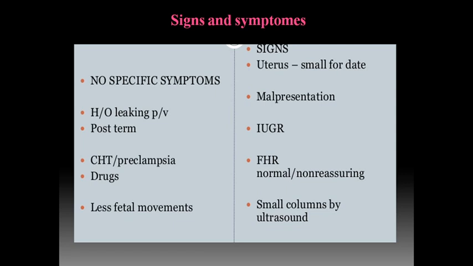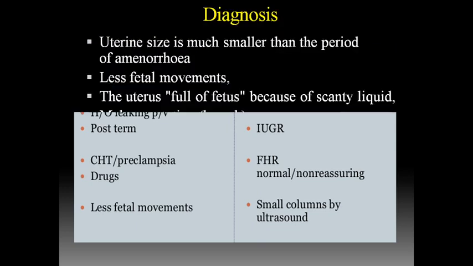Next, malpresentations will be there. IUGR. IUGR means intrauterine growth retardation. If you are assessing the fetal heart rate, it will be normal or else it will be non-reassuring. Next, small columns by ultrasound. If you are doing an ultrasound, through the ultrasound we can identify that there will be a small liquid column.